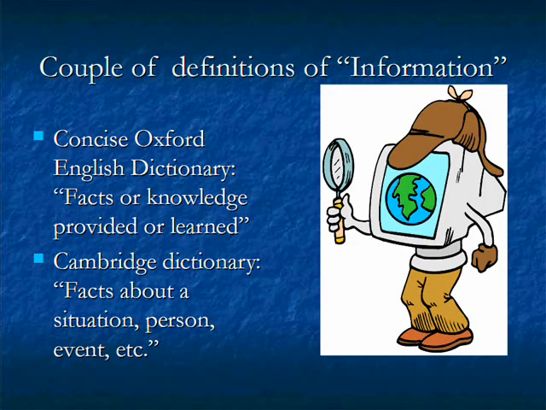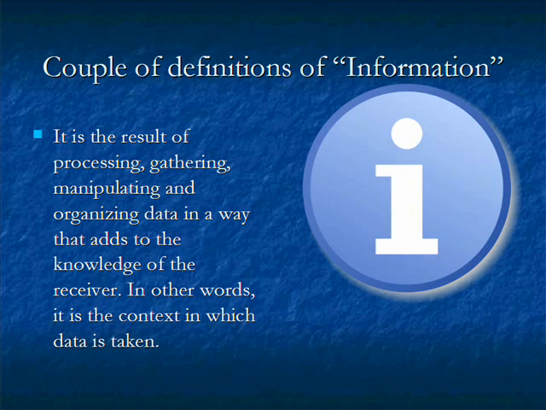Would like to start with a couple of definitions of information. The first one comes from Concise Oxford English Dictionary, and it defines information as the facts or knowledge provided or learned. The second definition comes from Cambridge Dictionary, and it defines information as facts about a situation, person, event, etc. However, these definitions are quite unsatisfactory for us, so we have a better definition.